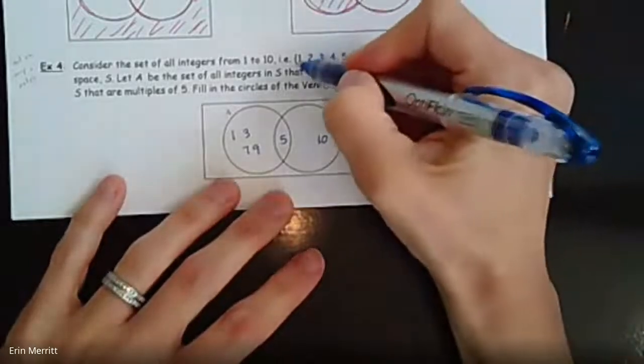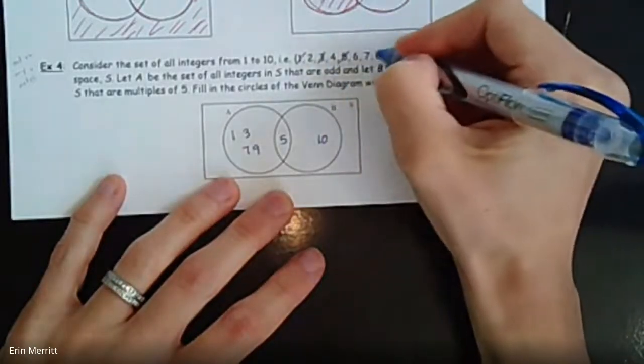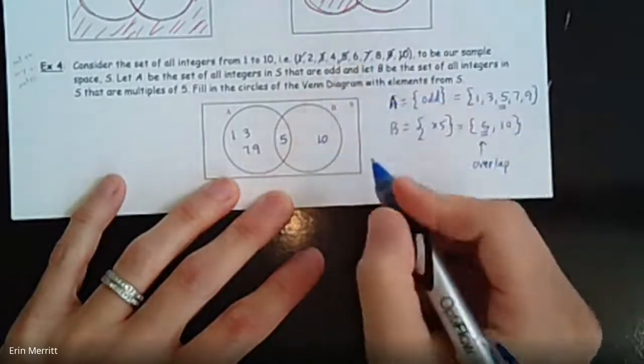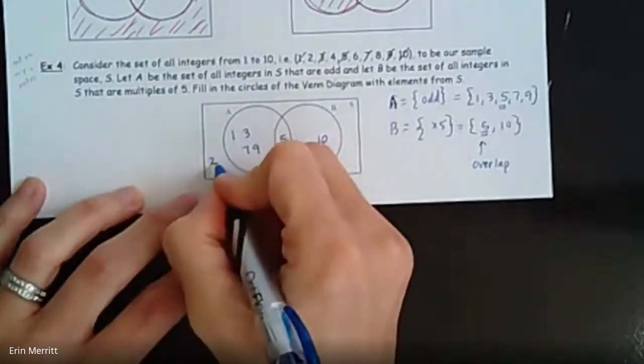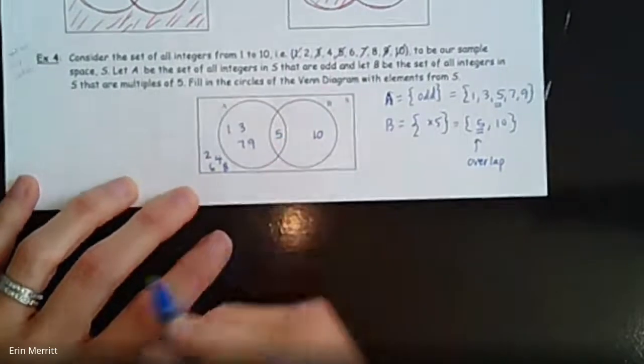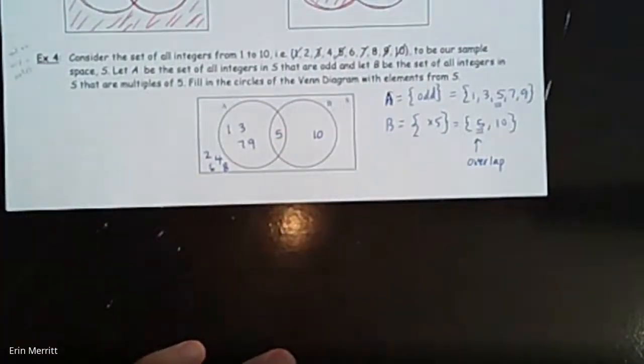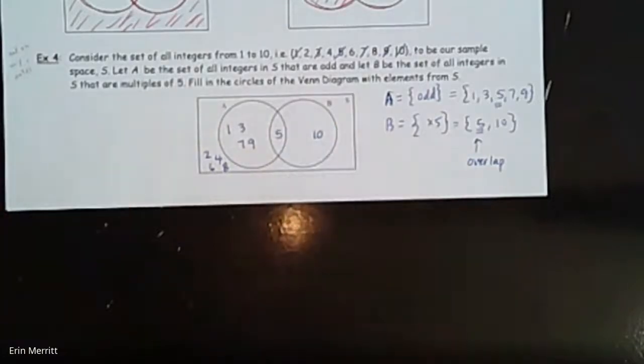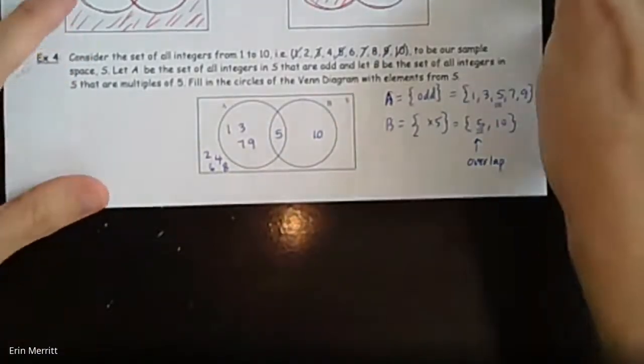And then everything else that we haven't mentioned yet. So we already did 1, we did 3, we did 5, we did 7, we did 9, and 10. So 2, 4, 6, and 8 would be floating around on the outside. There you go. Right? So they all belong somewhere. It's just whether or not they belong within those specific circles you have to think about. All right. So that was the bonus example there.